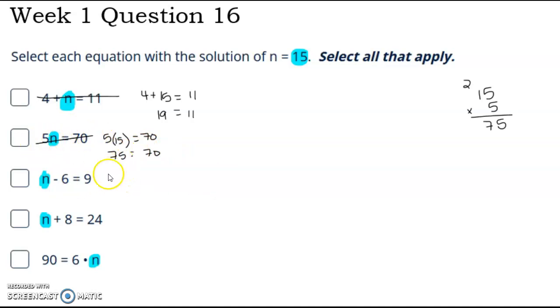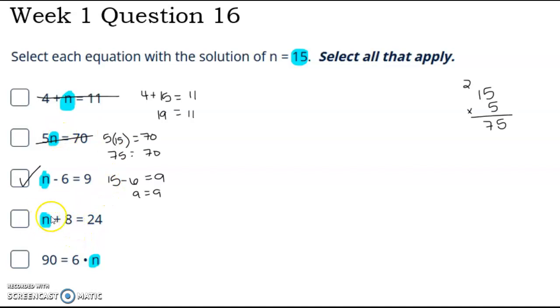Okay, let's try this one. Instead of the letter n, I'm writing the number 15. 15 minus 6 equals 9. 15 minus 6 is 9. Hey, that works out. That's true. So that one would work.